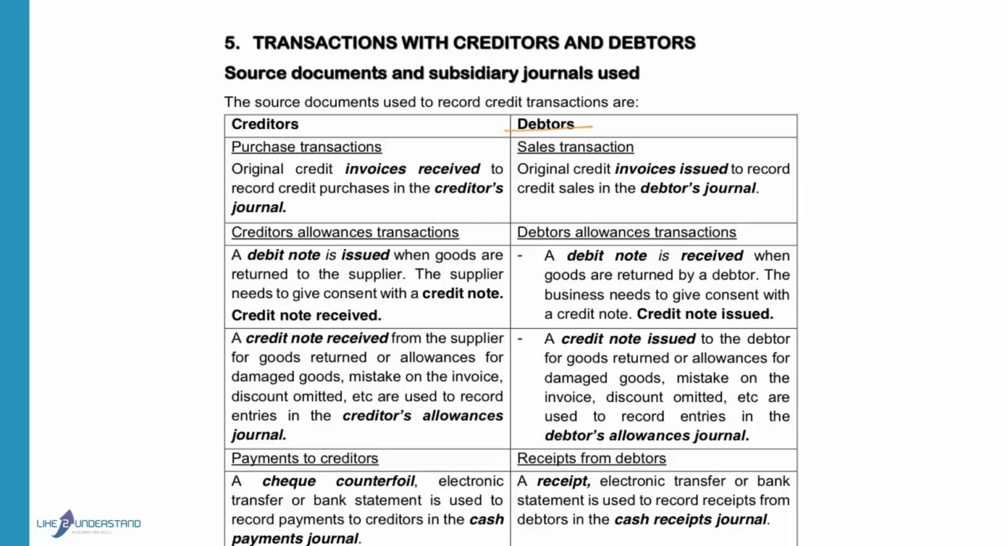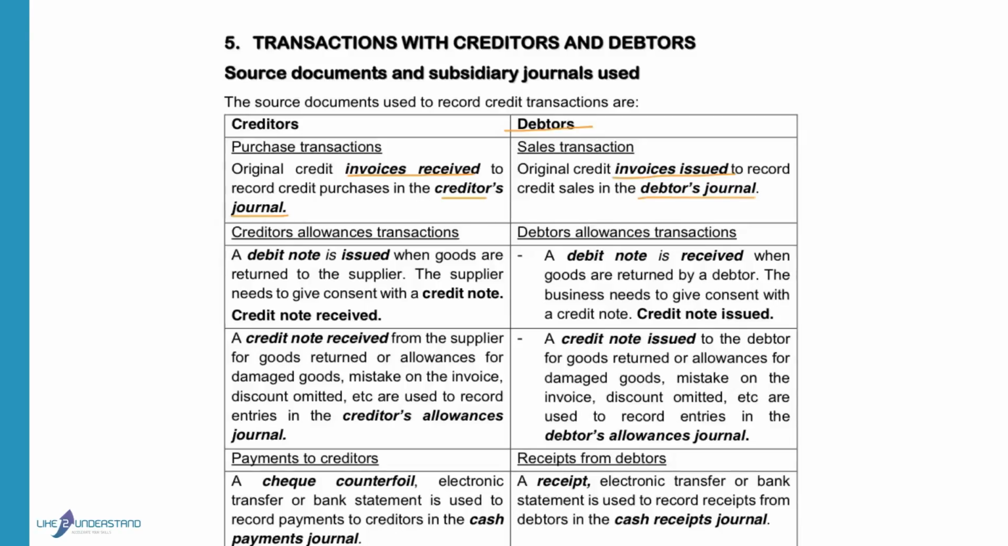For the purchases, we will receive the original invoice from the creditor, and then we will record this entry in the creditor's journal. When we sell goods, we will issue the original invoice, and we will use the duplicate to record the entry in the debtor's journal.